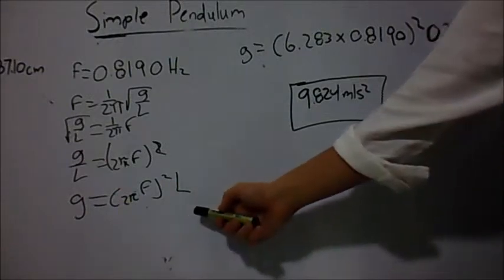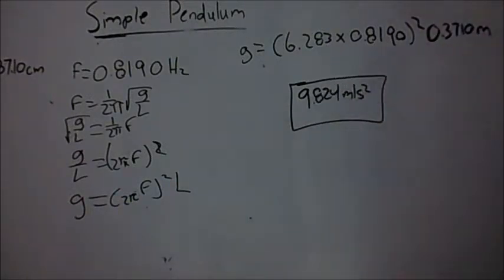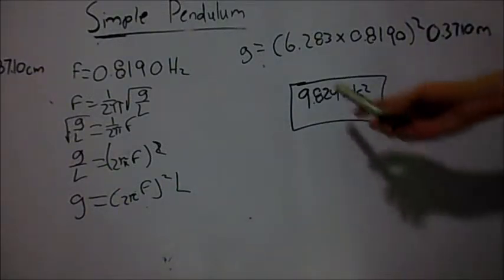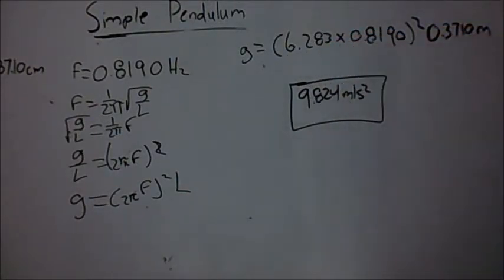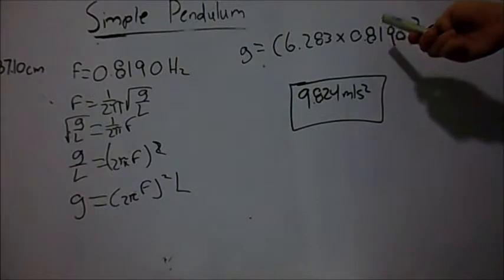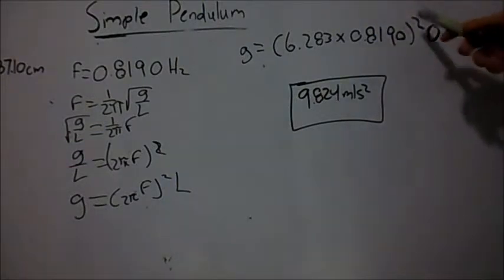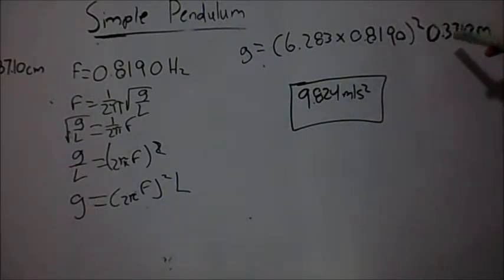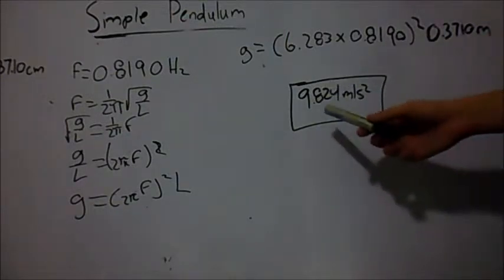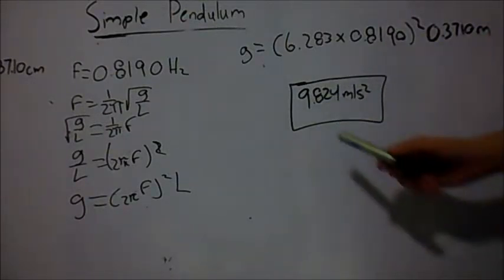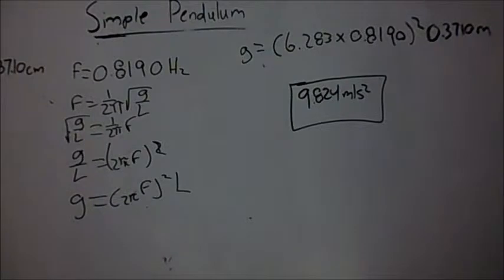When you plug in the values and correct the units, you get 6.283 times 0.8190, that is the frequency, squared times 0.3710 meters, which is the length converted to meters because those are the SI units. When you calculate these, you get that the acceleration due to gravity is 9.824 meters per second squared.